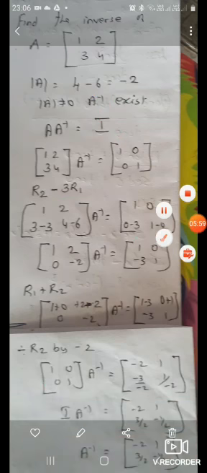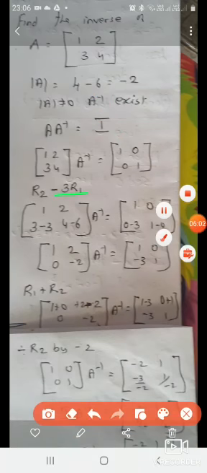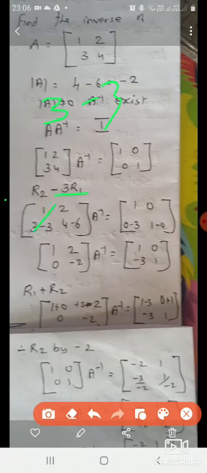Now listen. R2 minus 3 times R1. R2 is 3, minus 3 times R1 is 3, so it will go to 0. Now R2 is 4, 3 times R1 is 6. Now A inverse side, the same operation in this matrix also. R1 there is no change. R2 is 0 minus 3 times 1, that is minus 3. R2 is 1 minus 3 times 0, that is 1 only. So we are going to get this step.